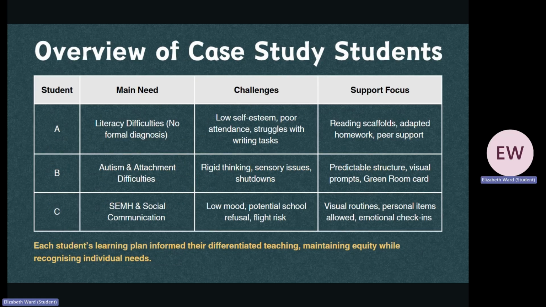Let me introduce 3 case study students. Student A experiences literacy difficulties and low self-esteem. She has no formal diagnosis. Student B has autism and attachment challenges with behaviours including rigid thinking and classroom shutdowns. Student C presents with SEMH needs and social communication difficulties. He has high anxiety and a history of school refusal. Each required a carefully tailored yet equitable approach, ensuring personalised support within an inclusive classroom environment.